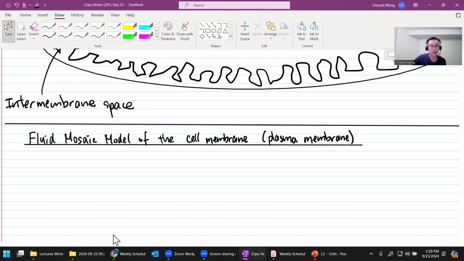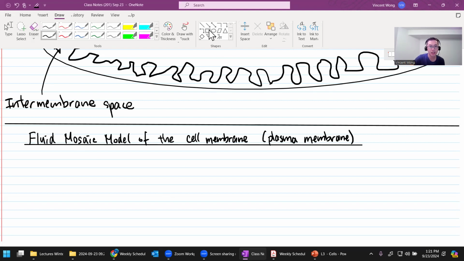Now, fluid means it is not solid. We don't want the cell membrane to be like a wall behind me, because if it's a wall, then it's completely solid. Nothing can pass through. Nutrients can't come in, waste products can't go out. We do not want a system like that. We want it to be fluid, so there is some dynamic movement to it. It's more like a soap bubble, if you would. It's not static. So that's what the fluid part means.